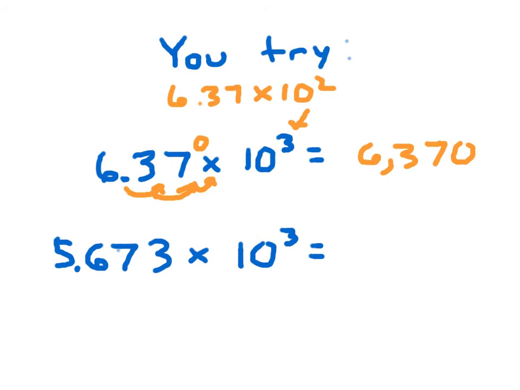Same type of thing for number 2 here. 5.673, 1, 2, and 3. There are enough places with that first decimal number there, so that answer is 5,673 written in standard form.